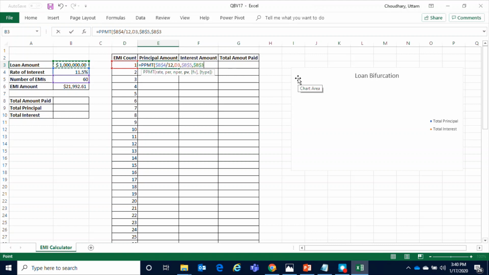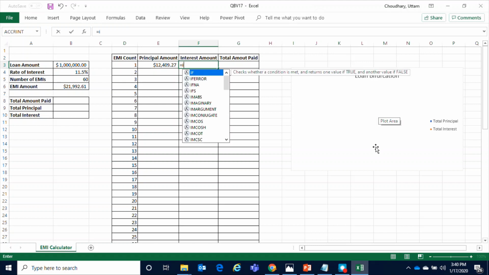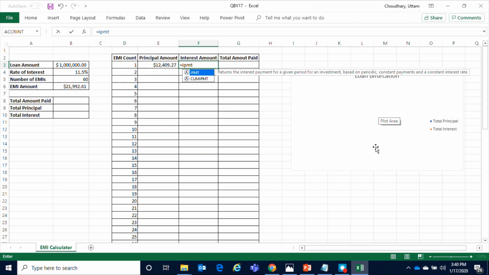As soon as I do this, as I said, the EMI is always shown in negative. So see, if I close this right now, it shows in negative. In order to put it in the right perspective, I would add a minus in here. So it shows me what my principal amount is. Now, to identify the interest amount for the first EMI, I would use the formula IPMT.